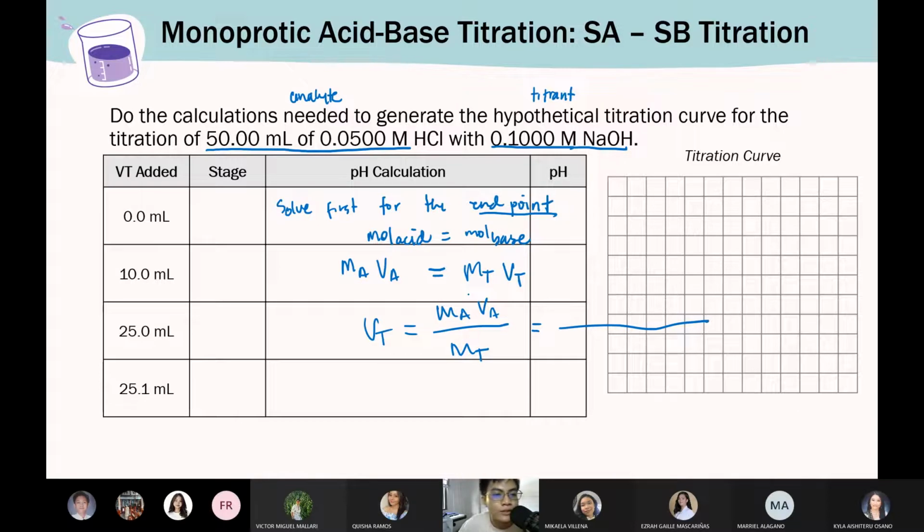So, what's the molarity of your analyte? No? So, you have 50 ml times 0.05 molar. The molarity of your titrant is 0.1 molar. Okay?